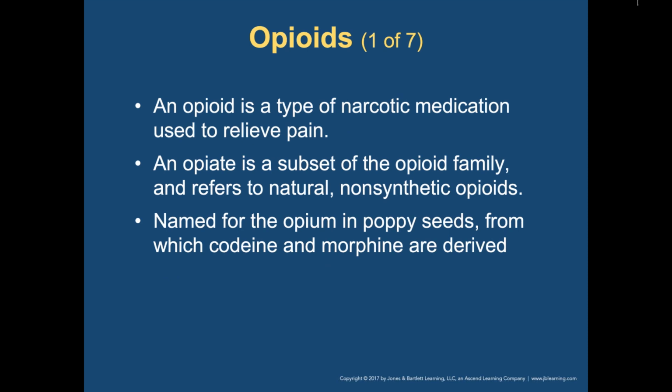Opioids. I'm sure everybody knows these. I'm not saying personally again, but we know about opioids. A narcotic is a drug that produces sleep or altered mental consciousness. An opioid is a type of narcotic medication used to relieve pain. We can get these in the hospital too. Sometimes you'll get opioids in the hospital, like morphine. An opiate is a substance of the opioid family and refers to natural, non-synthetic opioids. Opioids are named for the opium in the poppy seed, from which codeine and morphine are derived.